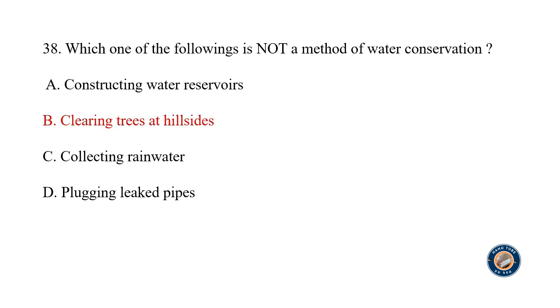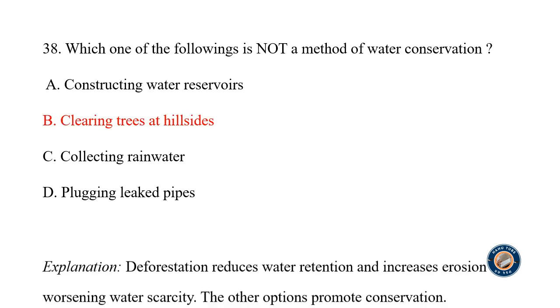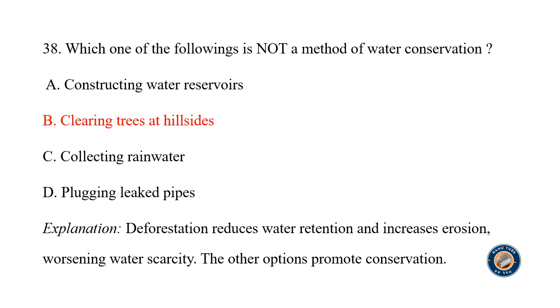The answer will be clearing trees at hillsides. Deforestation reduces water retention and increases erosion, worsening water scarcity. The other options promote conservation.